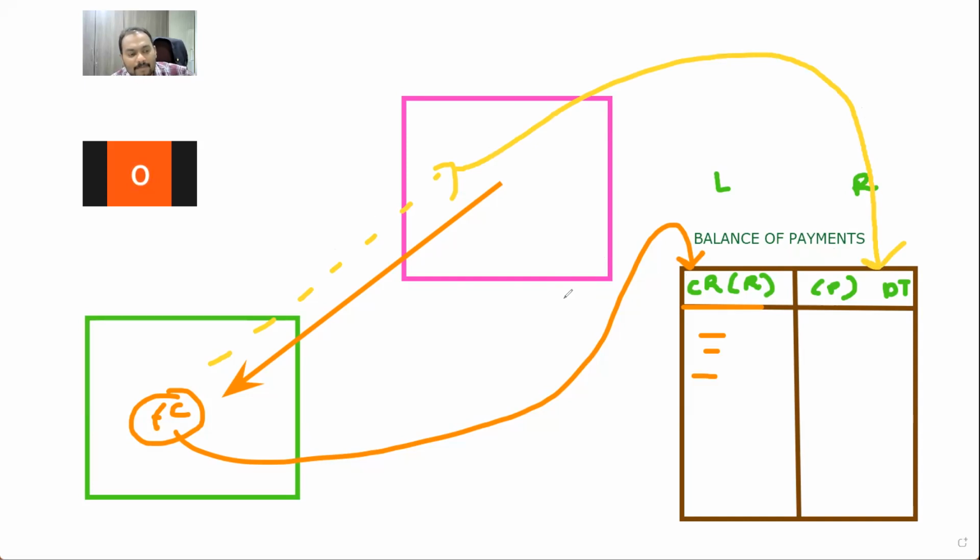Whatever money comes into our country is recorded on the credit side. Whatever money goes out of our country is recorded on the debit side. That's how credit and debit of balance of payments is justified. I hope all of you are clear with what I explained. Are you all clear, my dear students?